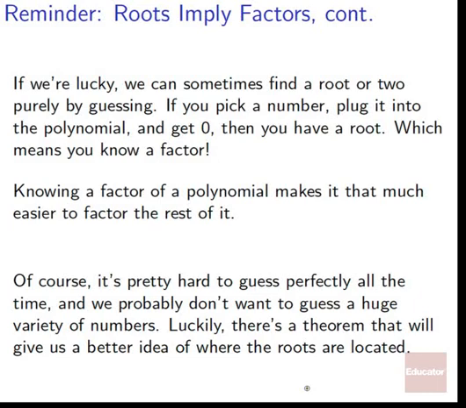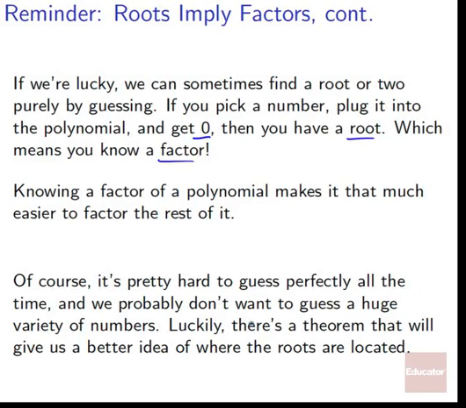We might just try something, and surprisingly, it winds up working. That's great. But is this always going to be the case? If we plug in a number and we get 0, then we know we've got a root. And if we've got a root, that means we've got a factor. Knowing a factor makes it that much easier to factor the whole polynomial. But it's hard to guess correctly every time, right? Guessing is guessing. You can't guess every single time.